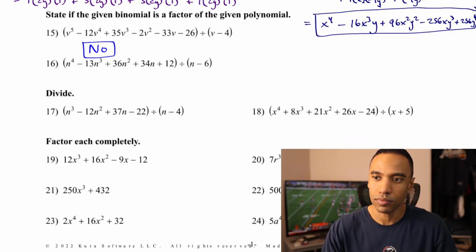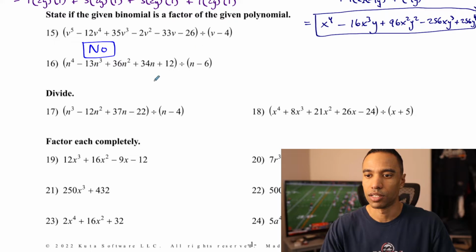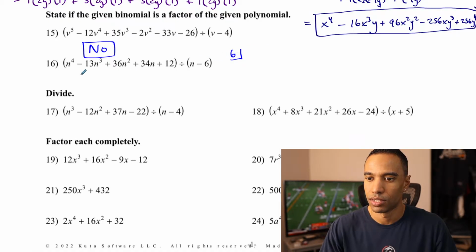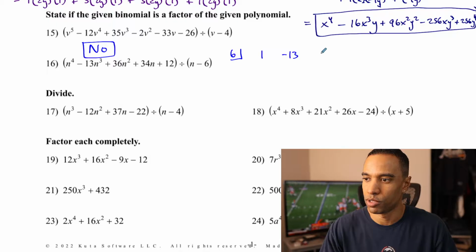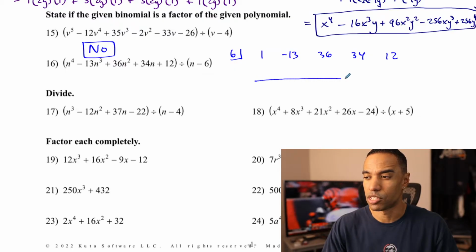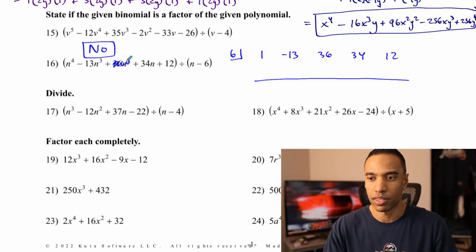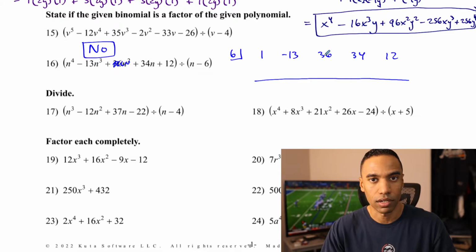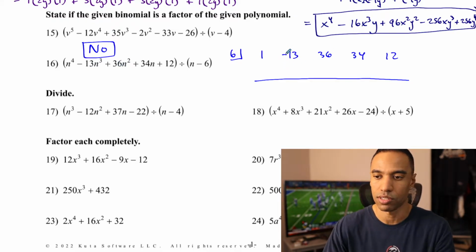Number 16, let's do the same thing on this one. This is n minus 6. That gives us 6 as a root. So 1 n to the 4th minus 13n cubed plus 36n squared plus 34n plus 12. By the way, if there were any missing terms, if there was missing an n squared there, it just said minus 13n cubed plus 34n, I'd put a 0 right there. You need a placeholder value right there, but it's there.